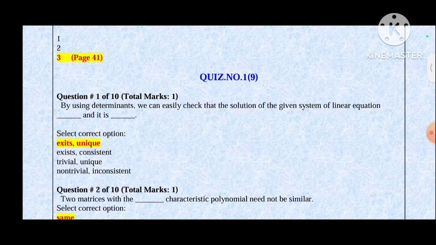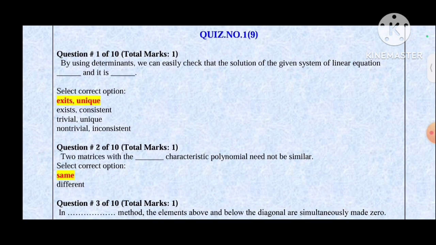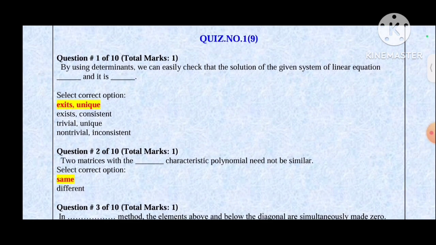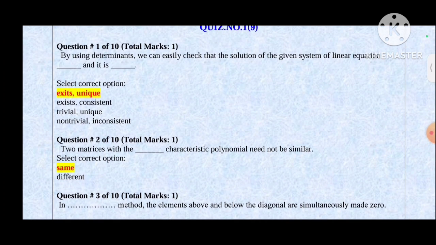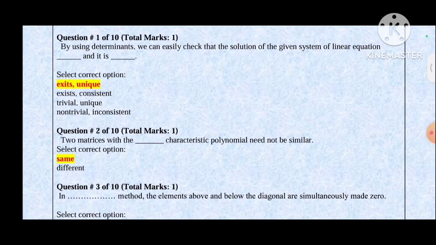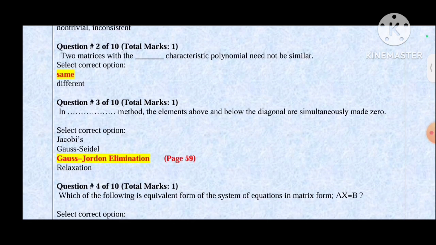By using determinant, we can easily check that the solution of the given system of linear equations exists and it is unique. ये हम ऑलरेडी पढ़ चुके हैं. या कोई डिफरेंट तरीके से भी क्वेश्चन दे सकता है, जैसे यहाँ पे डिटर्मिनेंट मिसिंग करते हैं, यहाँ पे लीनियर इक्वेशन मिसिंग करते हैं. लास्ट टाइम उसने एक चीज़ मिसिंग की थी, लाइन पे एग्जिस्ट एंड यूनिक वर्ड यूज़ किया हुआ था. Two matrices with a dash characteristics, same characteristic polynomial, need not be similar.